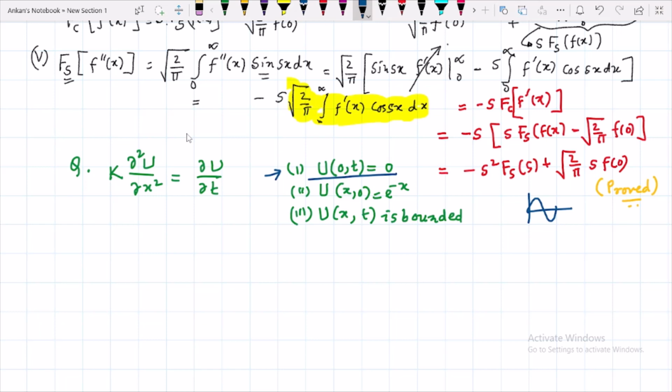Okay, so taking the Fourier sine transformation on both sides, we get root 2 by pi, 0 to infinity, del 2u. Sorry, at first I want to write the left hand side.